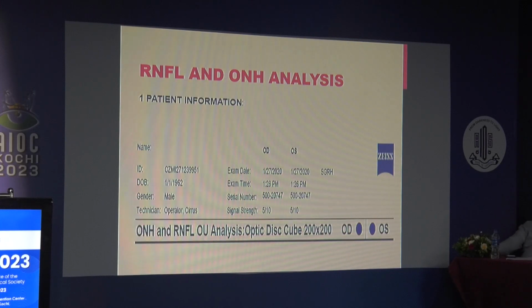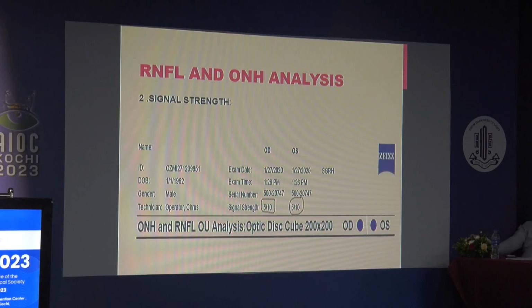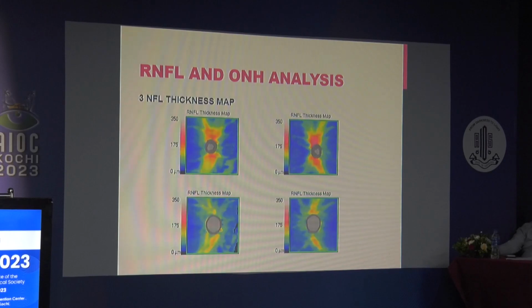The machine compares your reading with the normative data, so age and sex are important. Second is signal strength. A poor quality scan will lead to a lot of problems in the segmentation. In our machine, it is out of 10, and you should get at least 7. Third is the NFL thickness map. It is basically a topographic representation of the thickness. In a normal patient, it should look like an hourglass pattern of red and yellow, and the values are given here. Color coding is given according to the thickness, and this is normal.